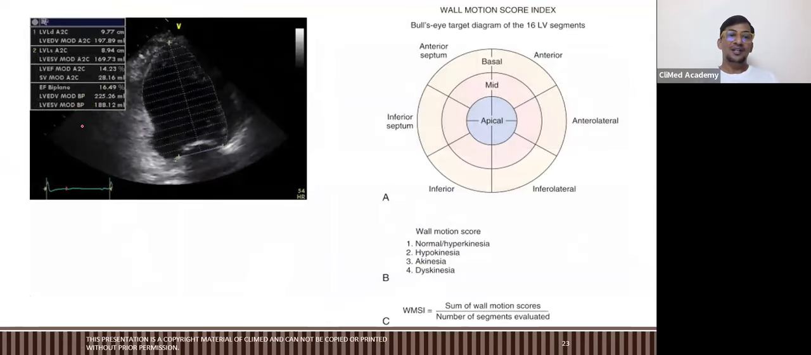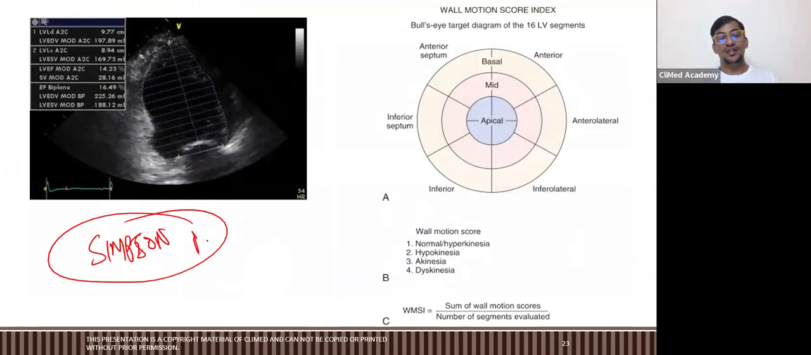So here, this is the Simpson method. I'll just tell you the name, this will increase your curiosity. This is the Simpson method of checking the ejection fraction based on the volume in the left ventricle and the pressure of the heart, which is needed to check the EF, ejection fraction. That will be covered in the class definitely.